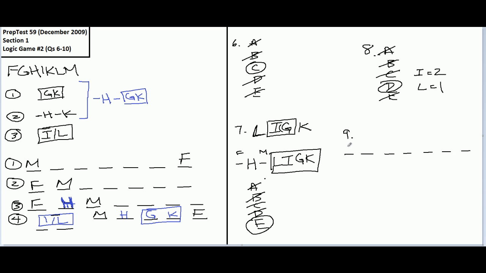So let's reproduce our diagram. And now they're asking us which of the following must be true. So just for our reference, we know that we have to put in this IL block, and we need to put in this H to GK block.